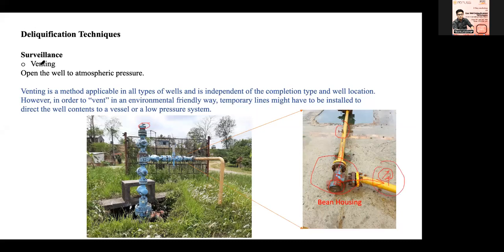So in venting, what you do is that you are removing your bean. So you are producing it against the atmospheric pressure. So there is no back pressure.